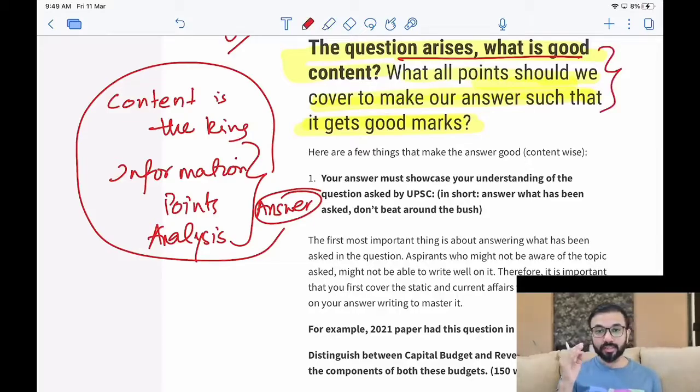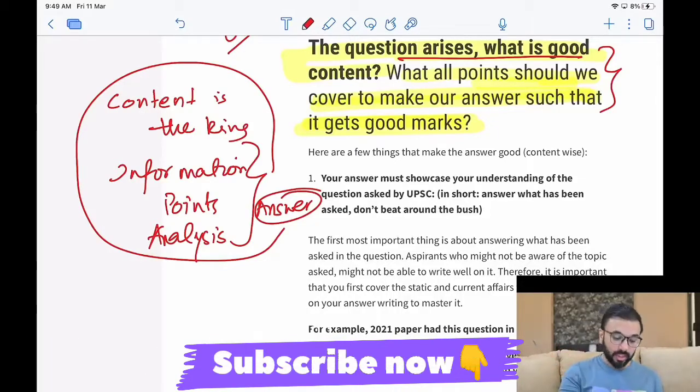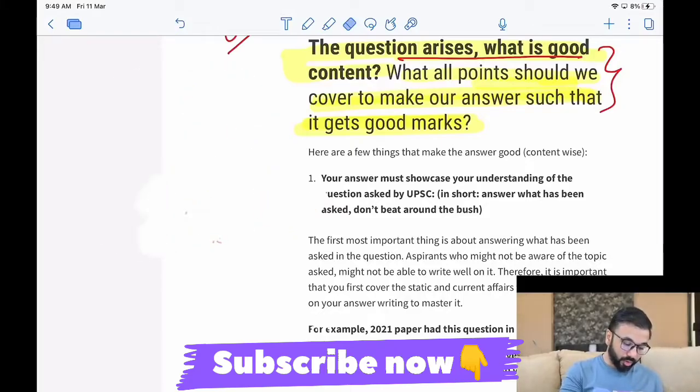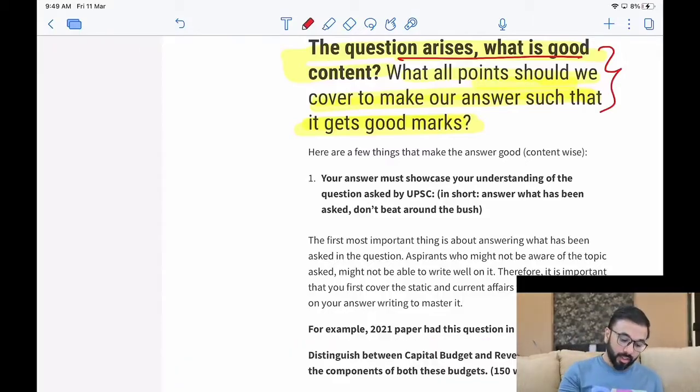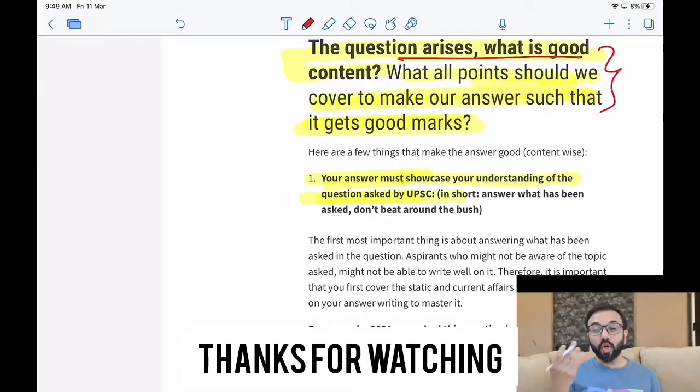This is the first thing, and the first thing that makes for good content is nothing but the fact that the answer itself, the content that you're writing, should showcase your understanding of the question that has been asked by UPSC. So the answer should be to the point. It should not be beating around the bush. It should be answering what has already been asked by UPSC in the question. A lot of times, a lot of students, aspirants are not able to understand what the question is asking, or they might not even know what the question is asking. So they will just write something. But writing something will not get you marks.